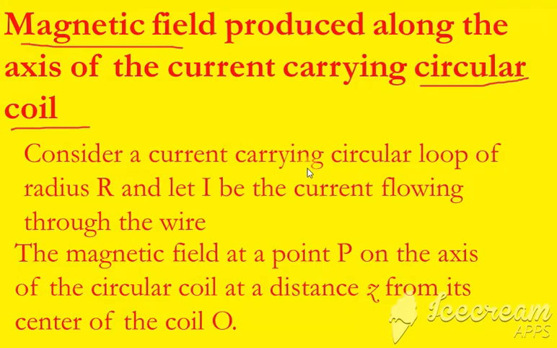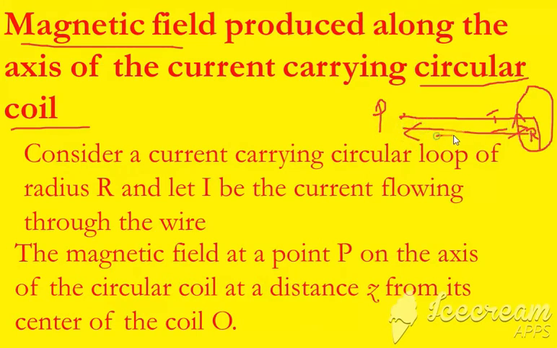First, consider a current loop of radius R. So this is a current loop, and this loop has a radius which is written as capital R. Let I be the current flowing through the wire. So this current is written as I. We want the magnetic field at a point P on the axis of the circular coil at a distance Z from the center. So we are going to find the magnetic field for this point P, which is at a distance Z from the center, and this center we are writing as O. Okay, so this is the first one which we are considering.